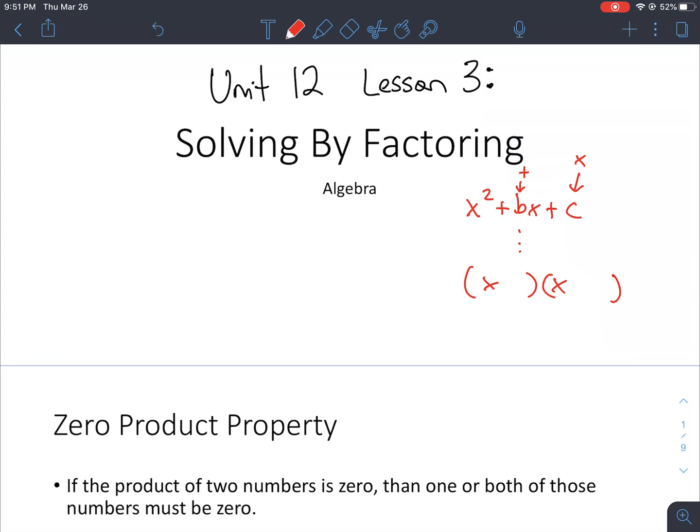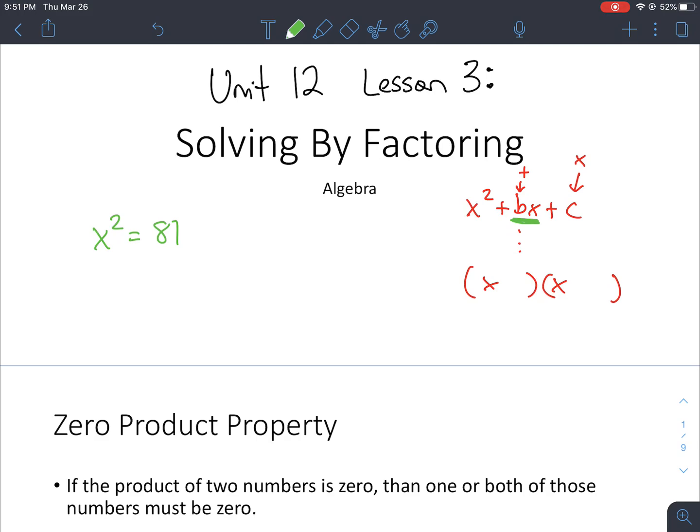Now, up until this point in this unit, we've been solving things where there was no bx term. Everything was like x squared equals 81 or something along those lines. There was no bx term. So you're going to see today we're going to start incorporating that for some, if not all, of our problems.